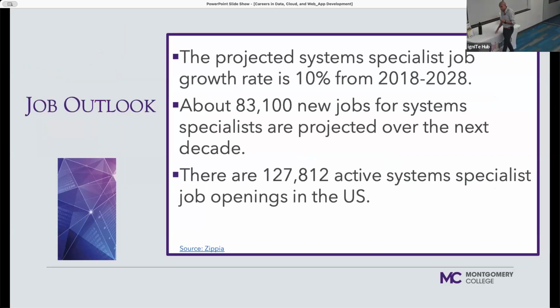Let's talk about projections. Another 10% growth is not a huge growth, but that's in this particular area.